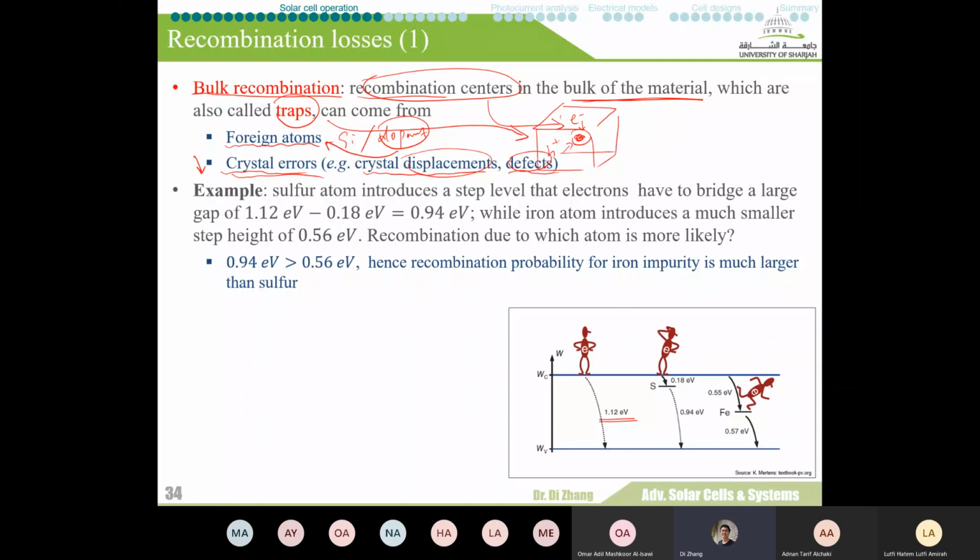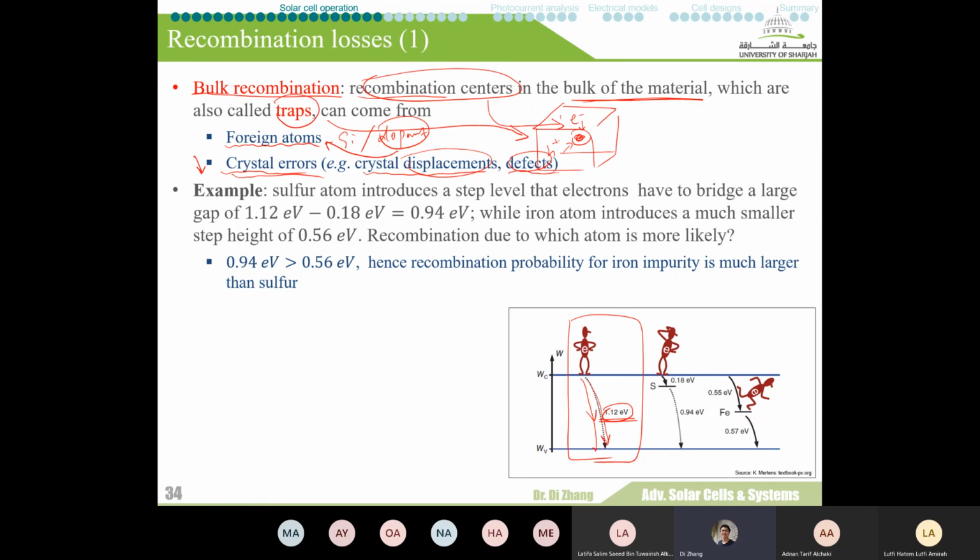So if you have pure silicon, and if we want to check the probability for bulk recombination, the recombination is probably not that easy to happen, because for the electron to recombine in pure silicon, it has to jump all the way down to the valence band. Which means that it has to go over a 1.12 electron volt energy difference.